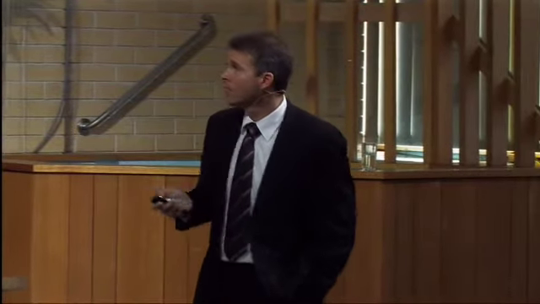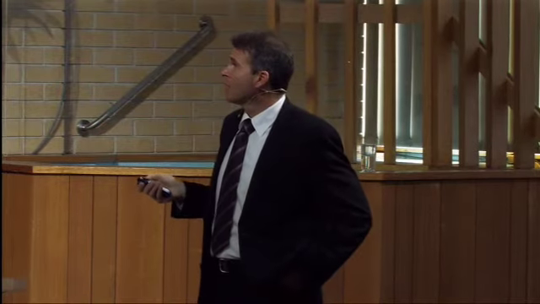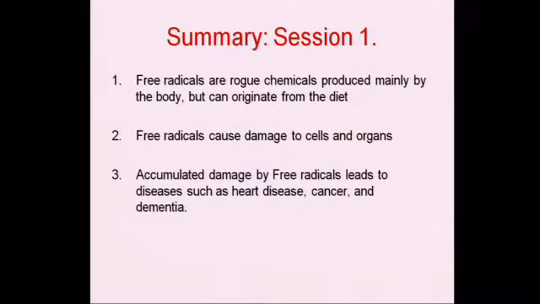So, summarising, this is coming to the end of session 1. And I said I was going to try and finish 2 sessions in 1 hour. So, free radicals are rogue chemicals produced mainly by the body, but can originate from the diet. Free radicals cause damage to cells and other organs. Accumulated damage by free radicals leads to diseases such as heart disease, cancer, and dementia.